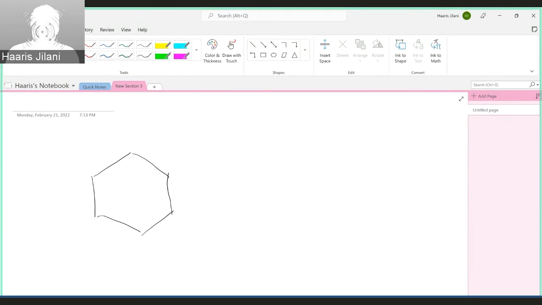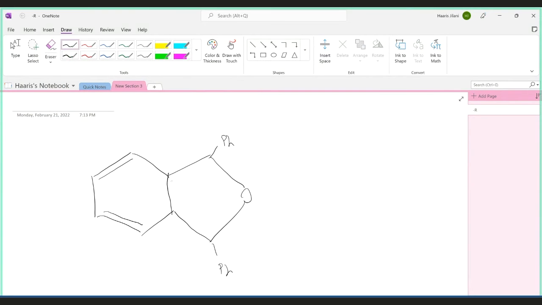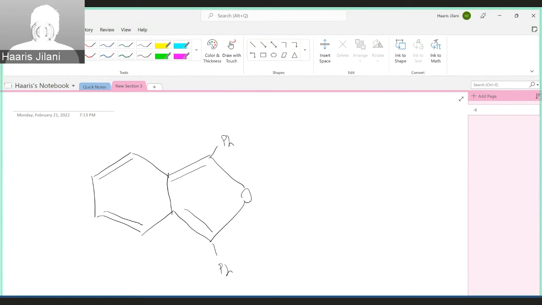So you can see it's a 6-membered ring attached to a 5-membered ring. Sorry, that should be an oxygen right there. And then it's also got an oxygen in the 5-membered ring, as well as 2 phenyl groups coming off of the sides. So there you go. And then let's add the double bonds as well. Okay, so I think that's everything.